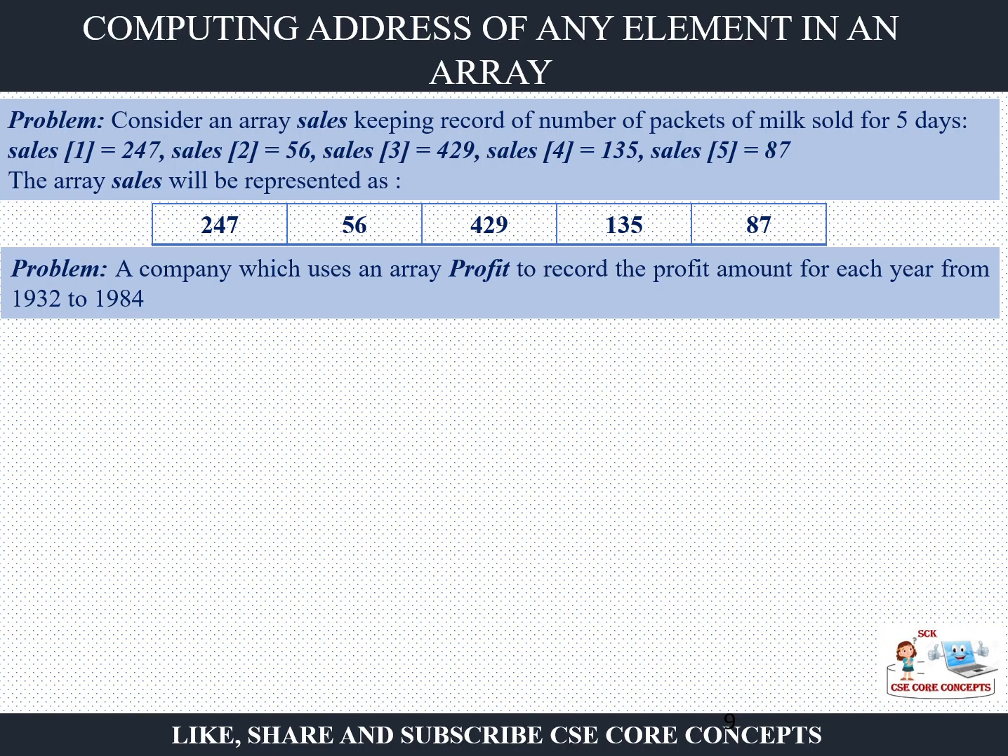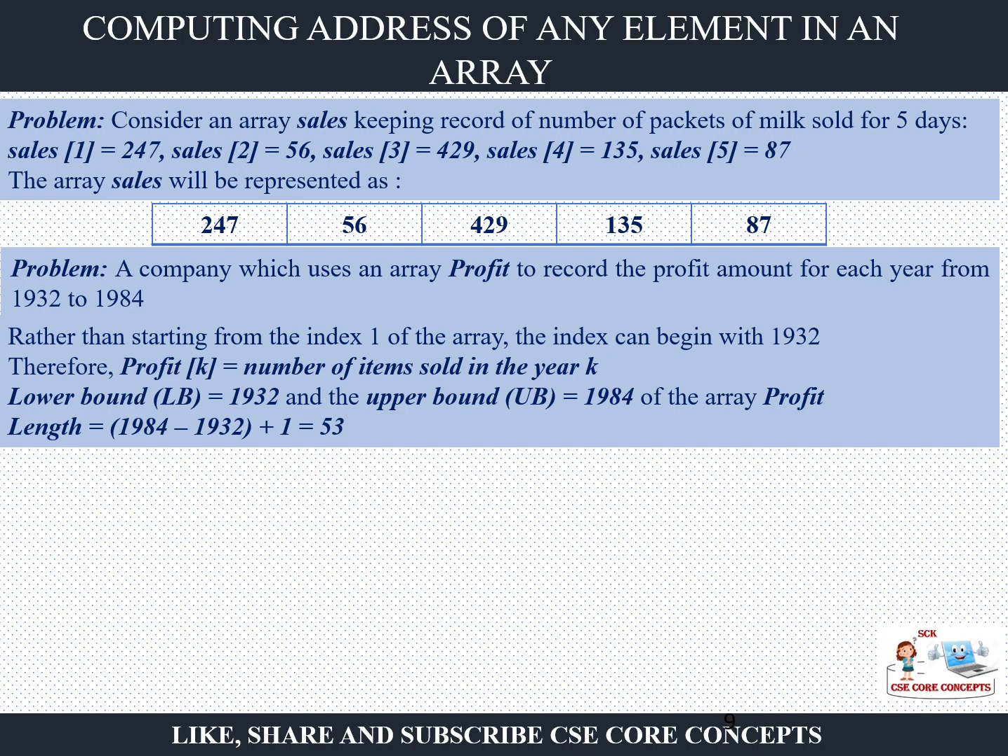Now suppose I take another example, say I want to store the sales value or the profit amount from the year 1932 to 1984. Here, if I start the index from 0, then how would I know which year is relevant to 1980 or 84? Then rather than always starting the index from 0, I can start the index from 1932, so that it will be easier for me to understand that at index position 1932, whatever the value is, that is the profit value for that year, right?